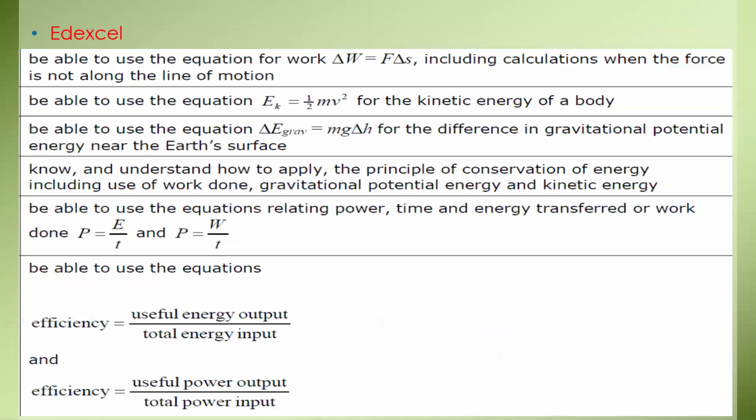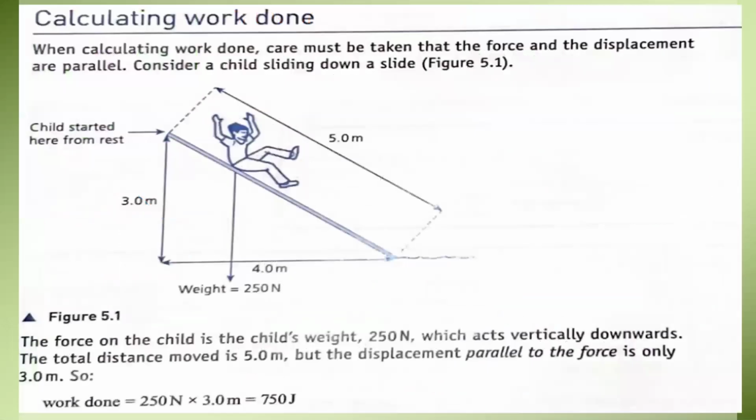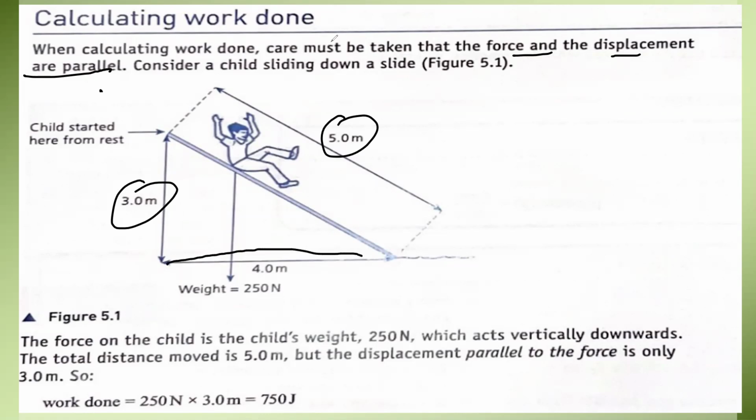These are the learning objectives. About the work done, I just explained the idea of work done. For example, when calculating work done, we take the force and the displacement, and we always take the parallel one. Say a child starts from rest here and slides down the inclined surface. The length of the inclined surface is 5, the height is 3 meters, and this one is 4 meters. If I want to calculate the work, it is force multiplied by the displacement which is parallel to the force.